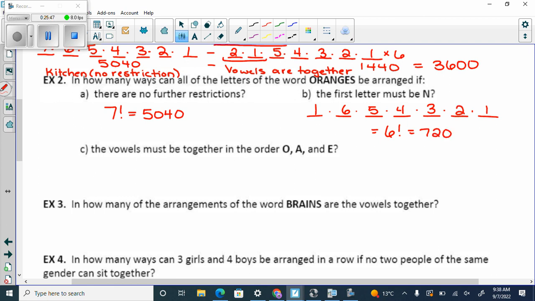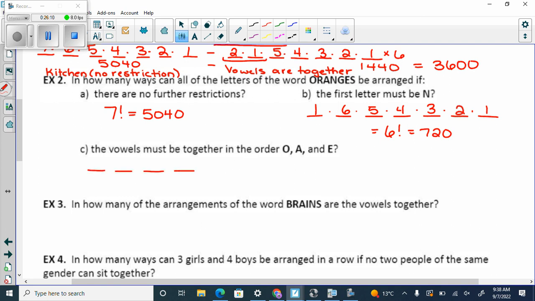Then this one says the vowels must be together in the order O, A, E. That matters. Now sometimes you also have to watch. Sometimes they'll say the vowels must be together in the front in the order O, A, E. Then I wouldn't move them, so I wouldn't multiply by 6 or 4 or 3 or whatever it is. So if it says that the vowels have to be together at the front or the back or the middle, then you don't have that extra number because you're not moving them around.